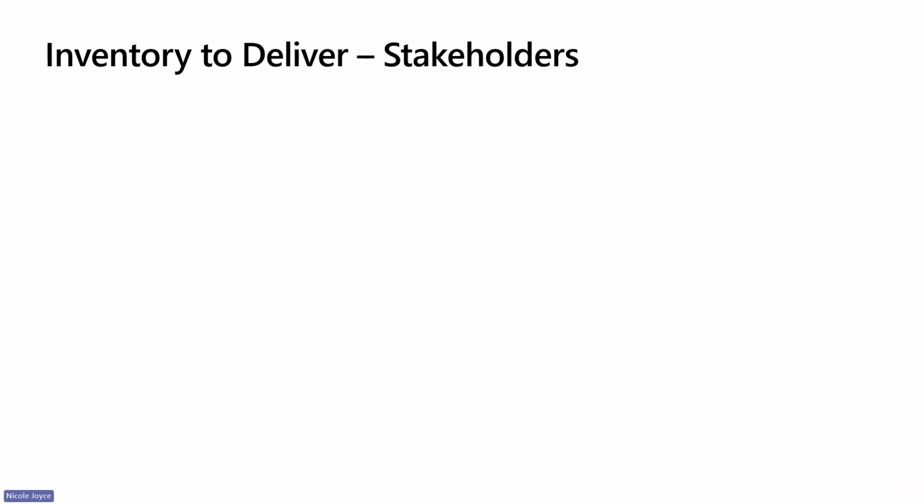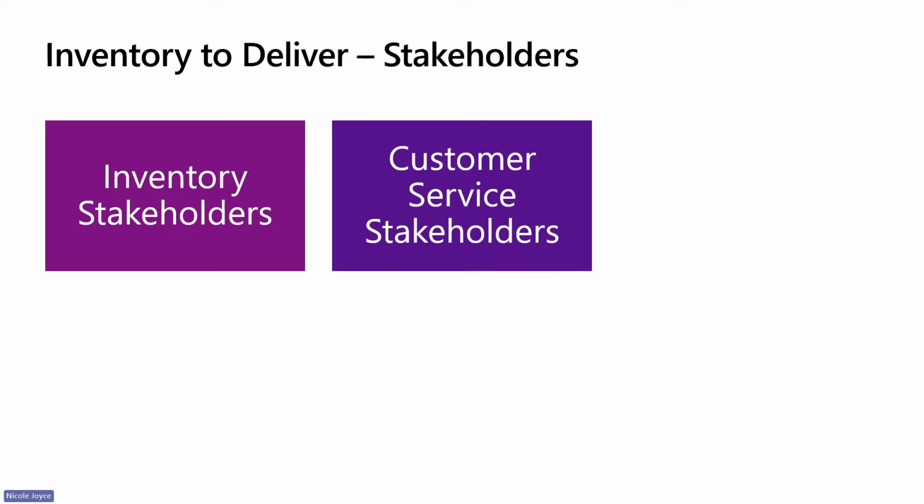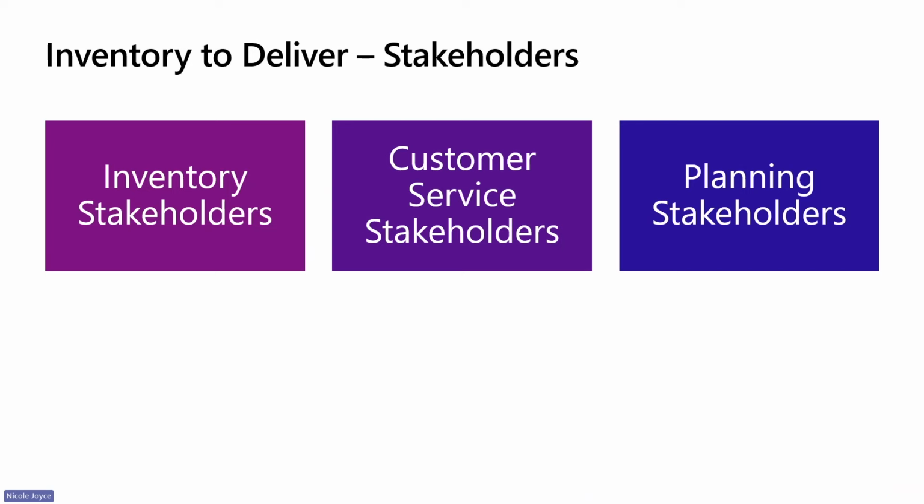So let's cover some of the stakeholders and roles that have a vested interest in this inventory to deliver business process. So first, of course, we have our inventory stakeholders. These are people like your warehouse managers or your transportation planners. We also have customer service stakeholders. So this might be a customer service director or a call center manager. We then have planning stakeholders. So this could be somebody like an operations manager or a planning manager.